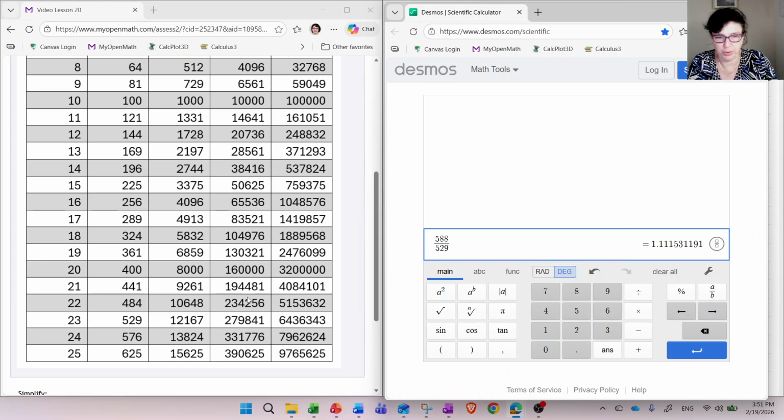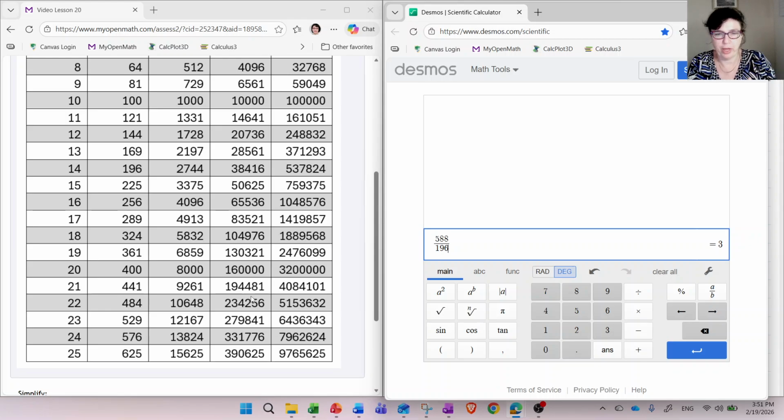Okay, move on. 529. No, it doesn't. 484. Nope. 441. No. 400. There's no way that's going to happen. Okay, 361. Nope. 324, also no. 289. Man, you guys chose this example just to torture me. 256, that one is a no. 225, there's no way that's going to be true. How about 196? Oops, okay. We got it, we got it.